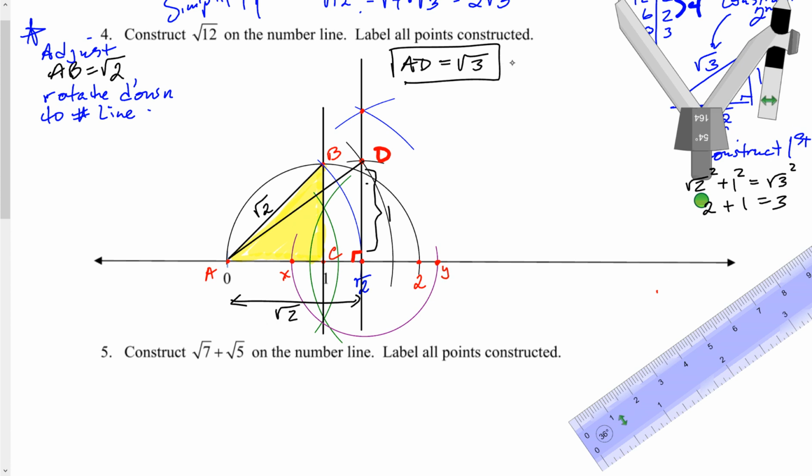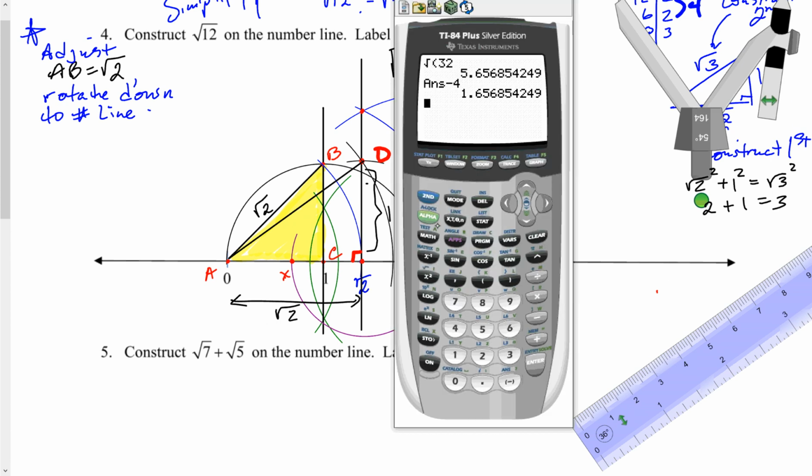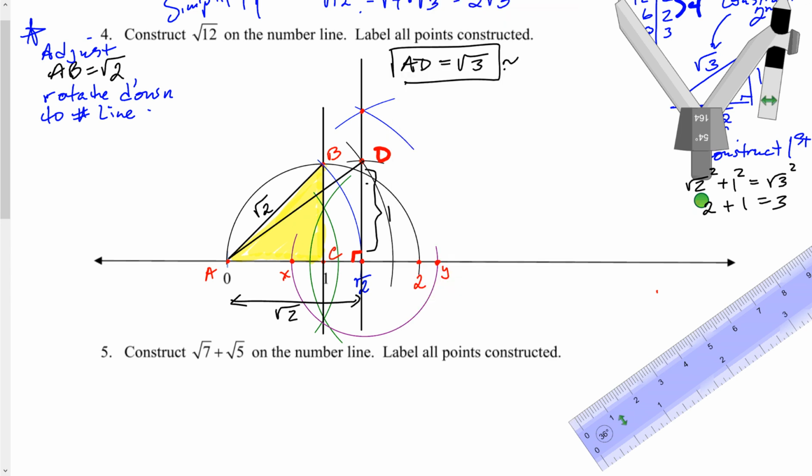Now root 3, just so you know, I'm not sure if I've done this yet. The square root of 3, if you work this out, is about 1.7. So this is approximately equal to 1.7, which is definitely less than 2. It's bigger than 1.5 and less than 2. And obviously it's greater than root 2. So root 3 is greater than root 2, which means it's greater than 1.4.